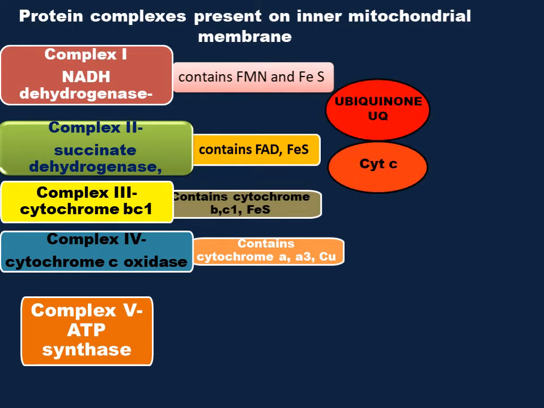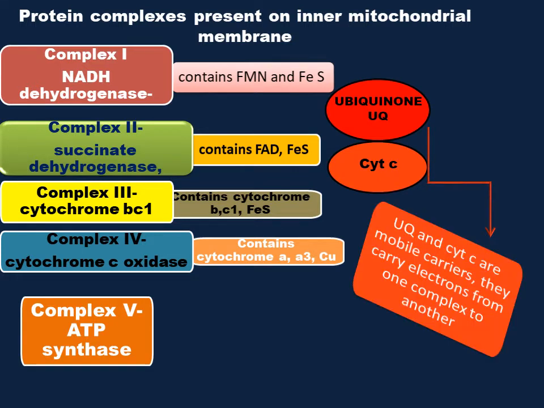Apart from these complexes, there are mobile electron carriers. One is ubiquinone and other is cytochrome C. So ubiquinone and cytochrome C are mobile carriers. They carry electrons from one complex to another.